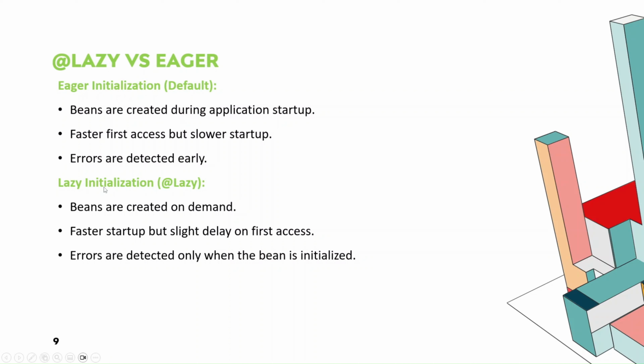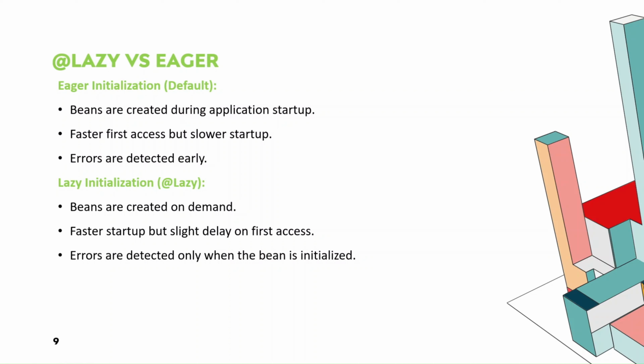But with lazy initialization, beans are created on demand. If there are 10 beans or 100 beans and you put @Lazy, and you don't call those beans, they won't be loaded and the objects may not be created. It's like optional. The application will be faster to load because optional beans will not be created unless we call them. Errors will be detected a little late because of lazy loading.